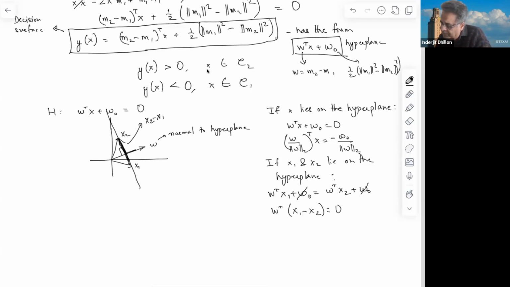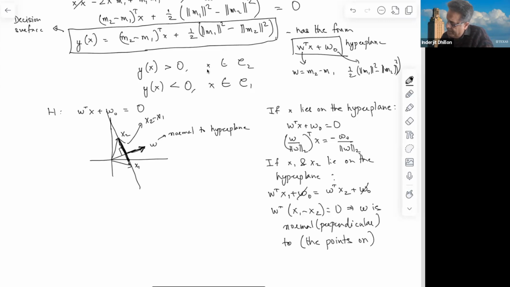And that's why we say that this is normal, because you can see that it is normal to any x2 minus x1. So anything lying on the hyperplane, W is normal to that. So this implies that W is normal or perpendicular to the points on the hyperplane, but generally we'll just say it is normal to the hyperplane.